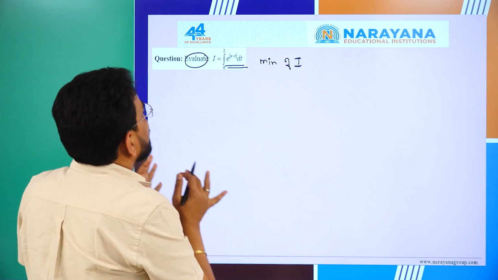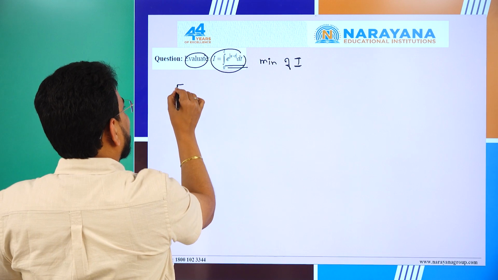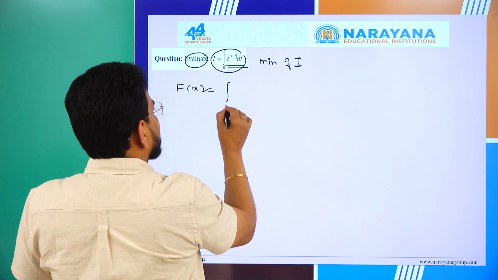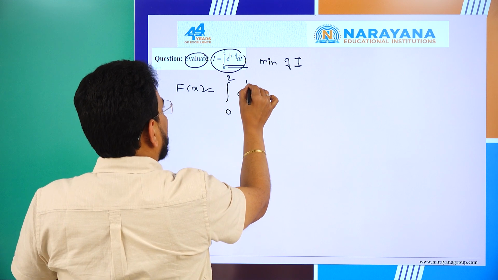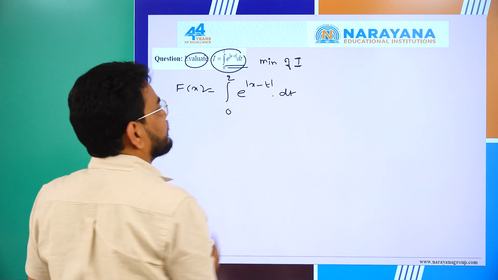So how are we going to deal with this one? Here what I will do is redefine. I'm assuming this question should be f of x is equal to the integral from 0 to 2 of e power modulus of x minus t dt.